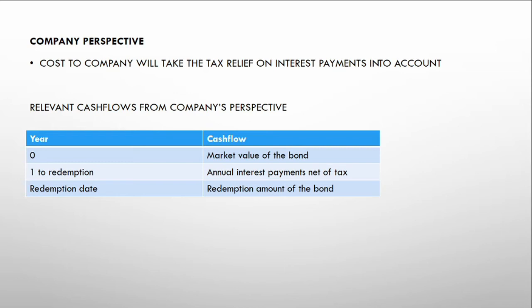So the company is going to issue bonds and the bondholder will buy these bonds. So the company is going to receive the market value of the bonds at year 0. And then from year 1 to the redemption date of the bond, because these are redeemable bonds, the company will be expected to pay interest payments to the bondholder. But remember, this will be net of tax because the company is going to receive an interest tax shield on these payments. On the redemption date, the company is going to pay the redemption amount to the bondholder.